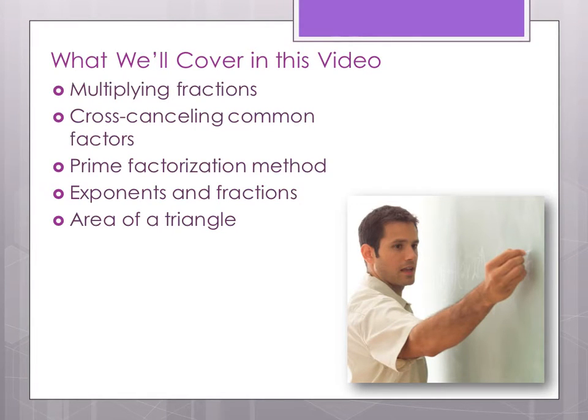In this section, we're going to cover the rules on how to multiply fractions, and then we're going to look at a couple of different methods that help us simplify fractions before we multiply. The first is going to be the cross-canceling common factors method, and then a prime factorization method. After that, we'll look at how to work with exponents in fractions, and then finally finding the area of a triangle.